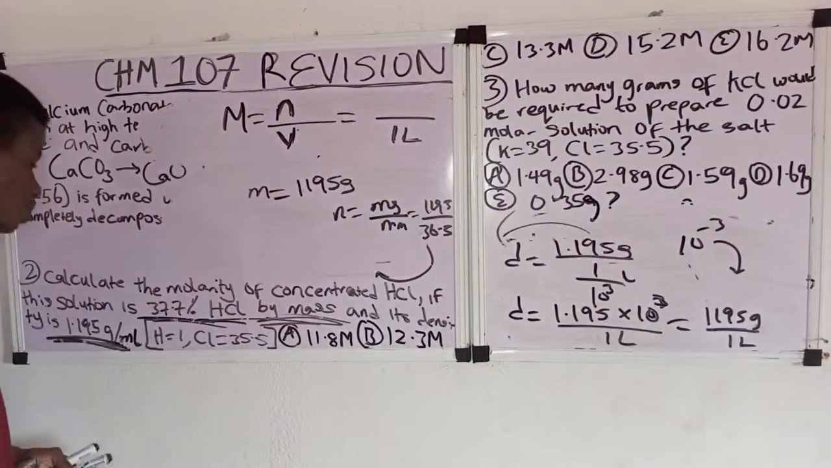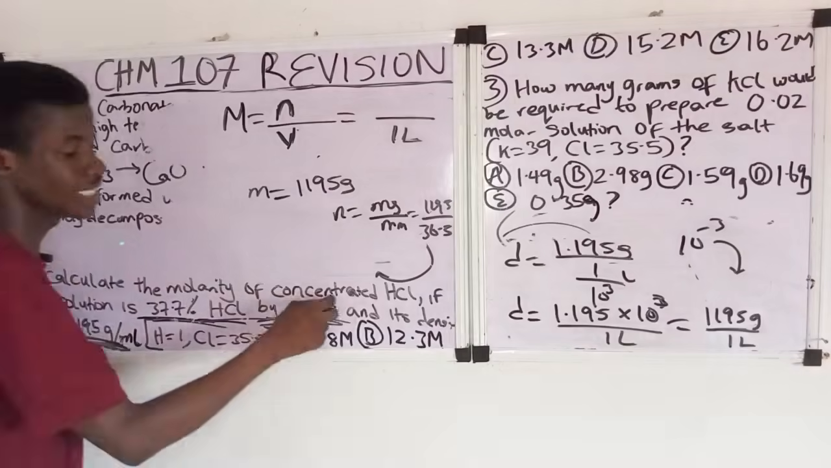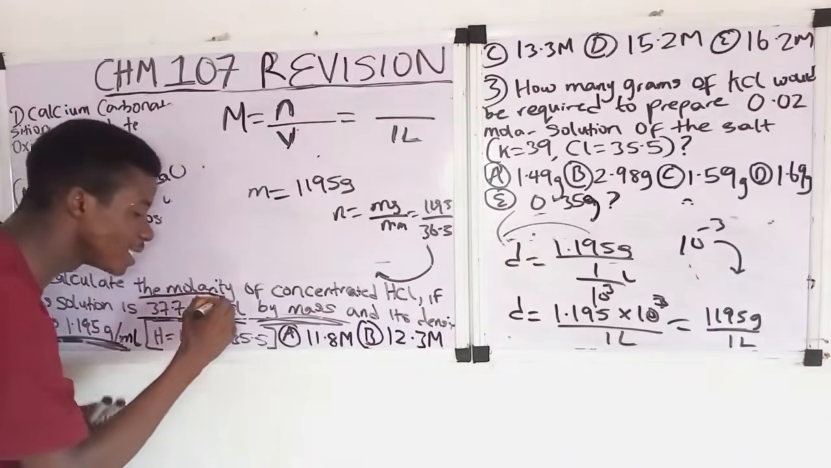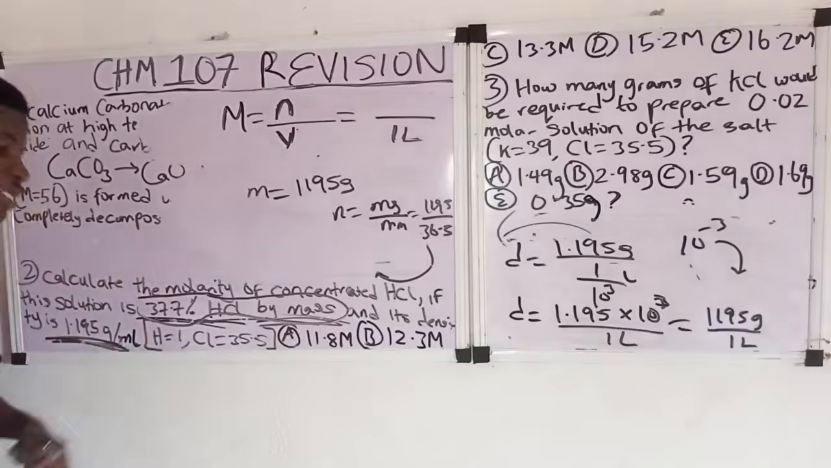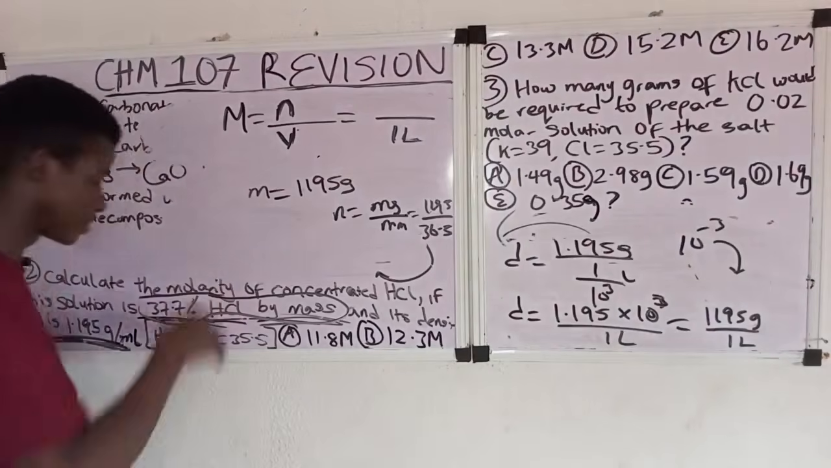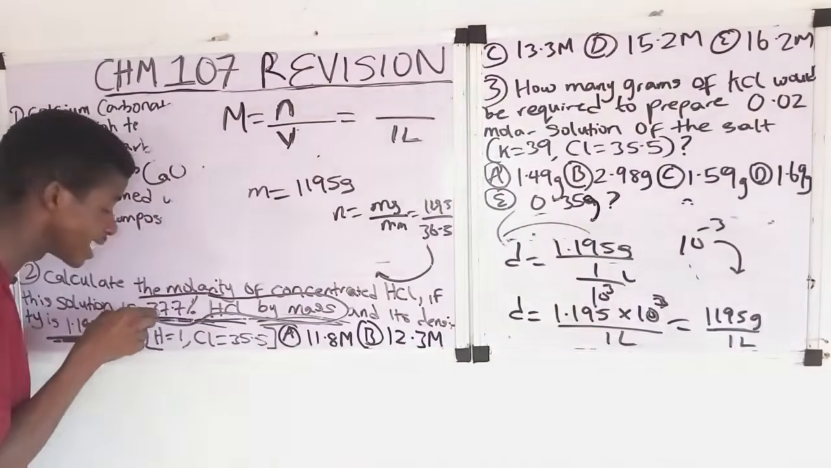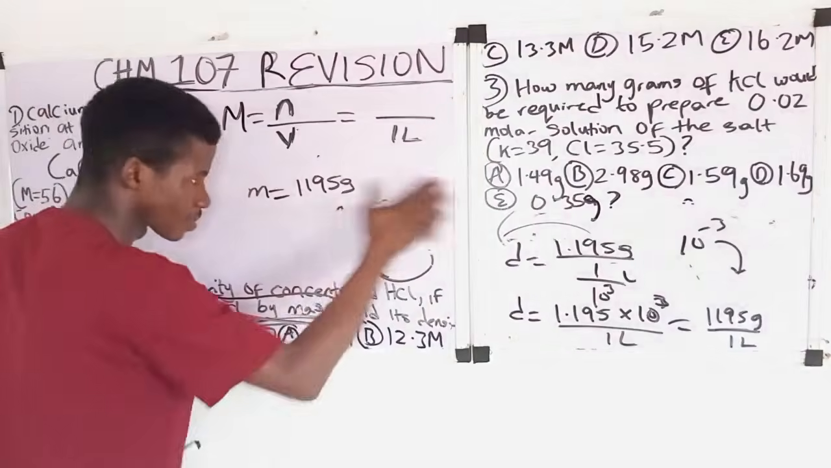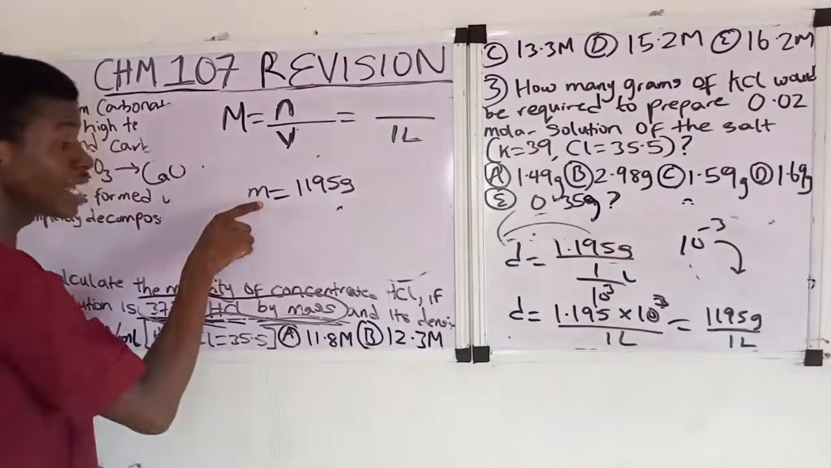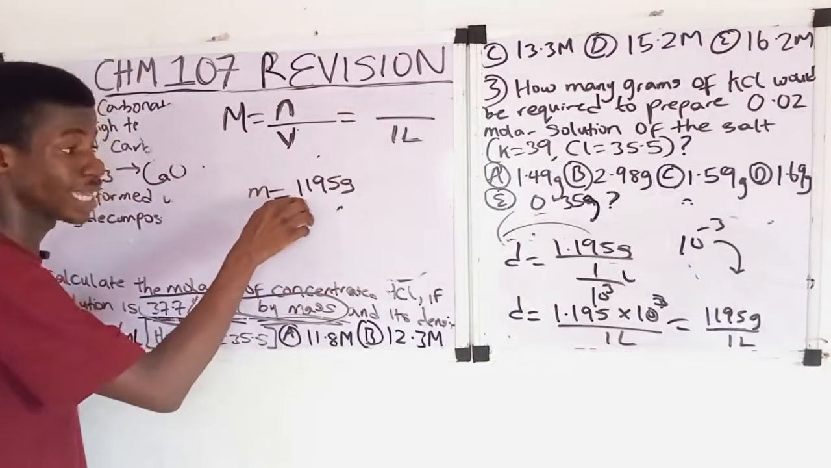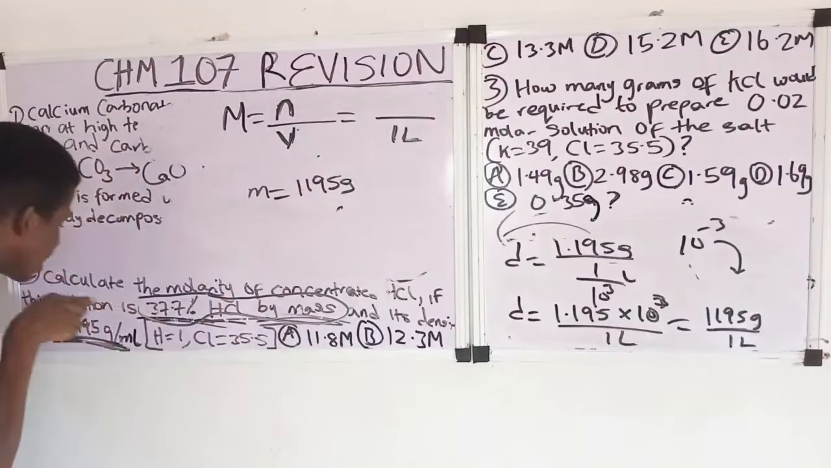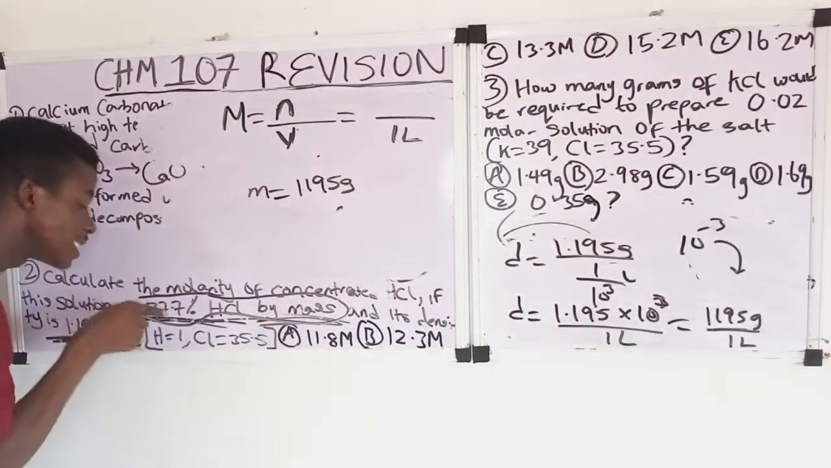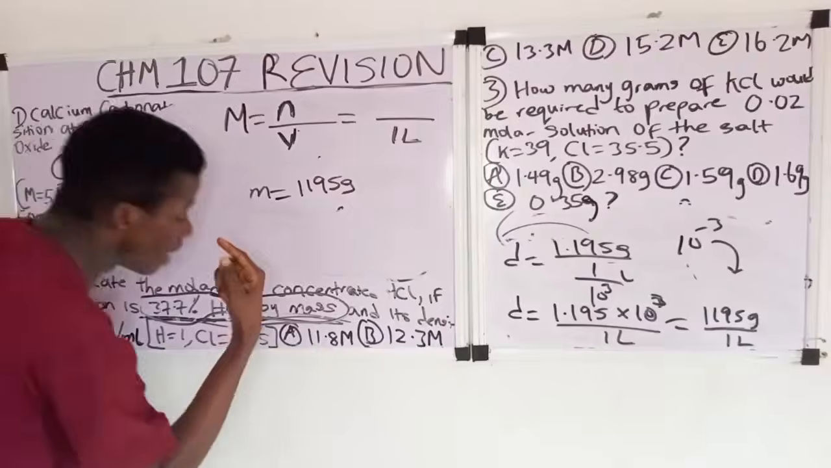But if you look at the question, they said, calculate the molarity of concentrated HCl if this solution is 37.7% hydrochloric acid by mass. That tells you that there is 37.7% hydrochloric acid in the solution by mass. So this question is straightforward, right? The mass of the whole solution is 1195, right?